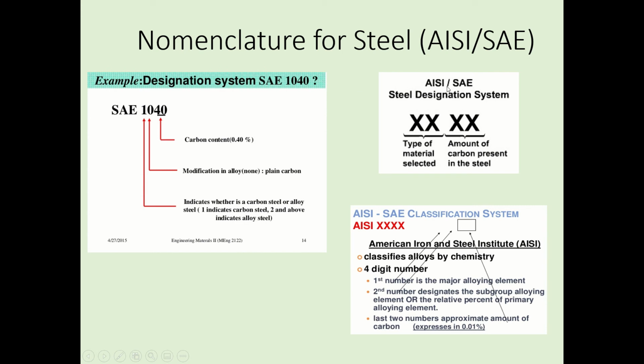So we use here the SAE steel designation system. This is the nomenclature for steel. Start with SAE, and then the first number indicates whether this is carbon steel or alloy steel. Carbon steel is 1, and 2 indicates alloy steel. The second digit is the modification in alloy. When we say 0, this is plain carbon. And the last two digits are the percentage of carbon content in decimal. So that's how we name different kinds of steel.